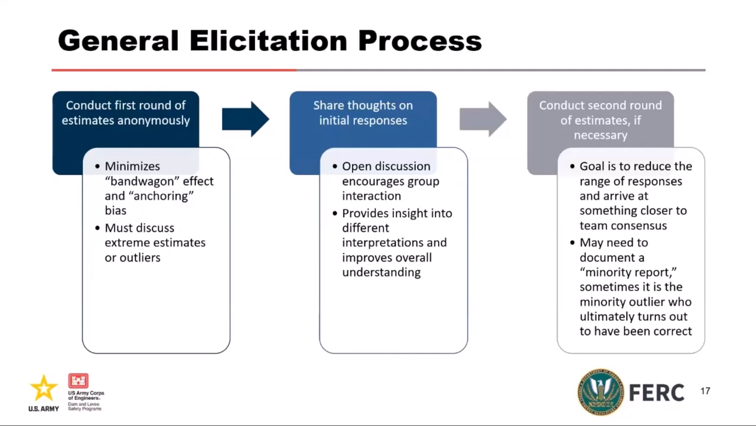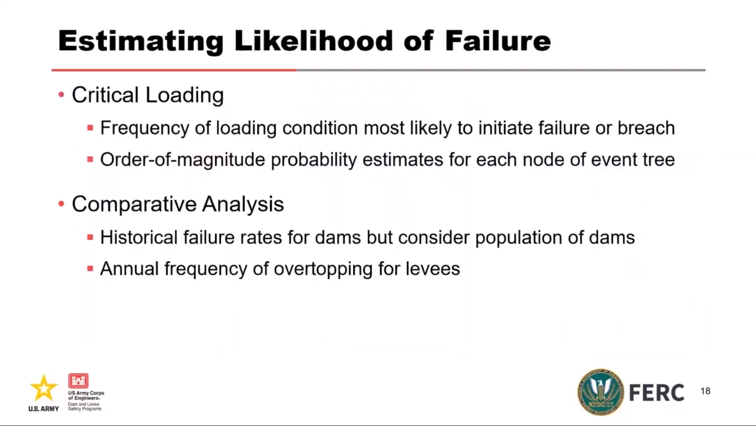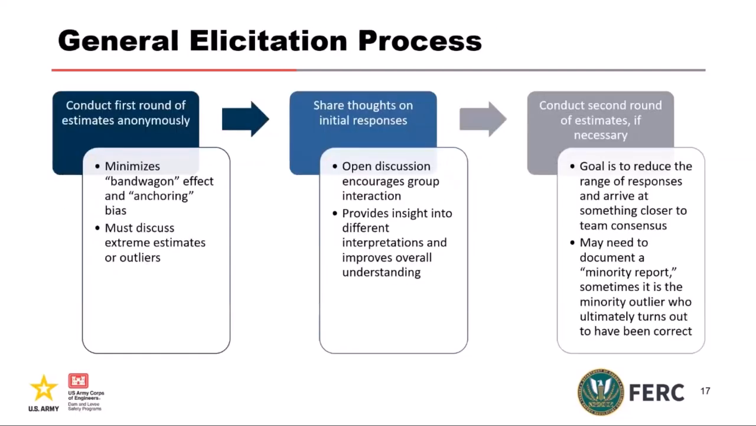And then if you need to, you conduct a second round of probability estimates. What you're trying to get to is a team consensus. And I'd say 99.9% of the risk assessments I've seen have come to a team consensus. There are situations where there's been a minority report, where the teams really can't come to an agreement, where there's a real disagreement, and it's usually about geology, honestly, where you have to present to decision makers that there's a difference of opinion. So keep that in mind. Well, I take that back. Structural engineers, you're just as guilty of that.